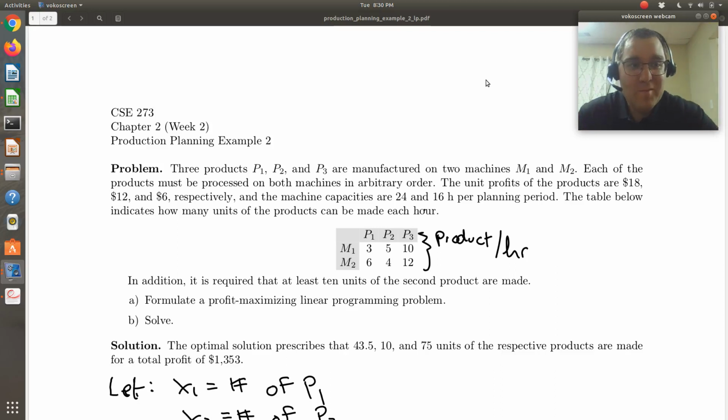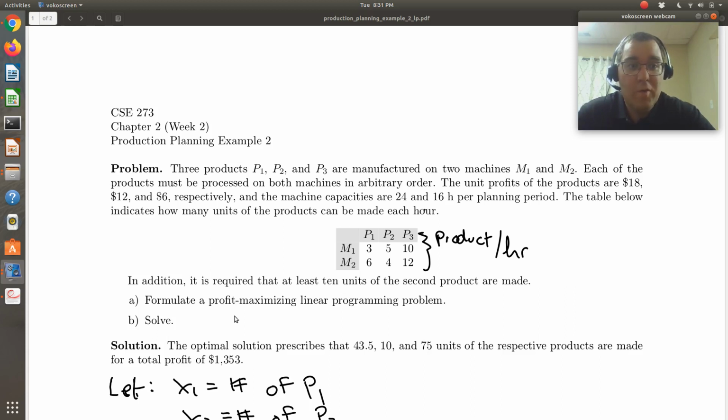Hello! So here we are looking again at our second example on production planning from the text. And in our last screencast, we tackled part A, which is formulating a profit maximizing linear programming problem. And now in part B, I want to go ahead and solve this problem. And in this version of the screencast, I'm going to use LibreOffice Calc.